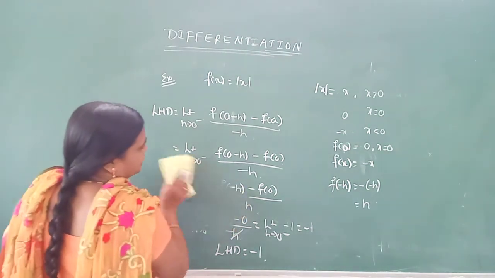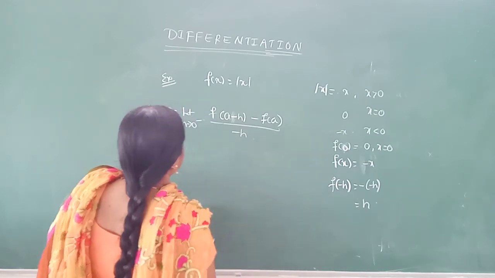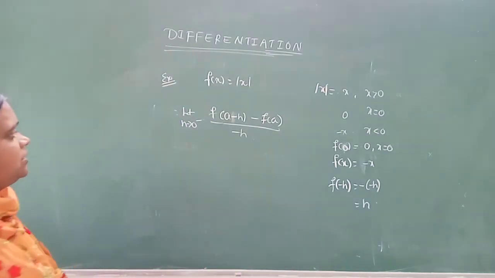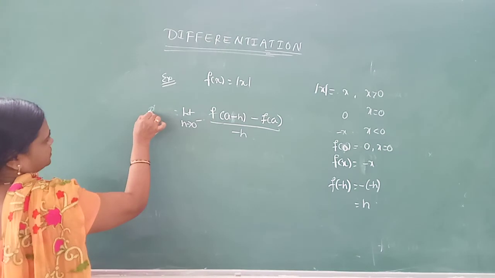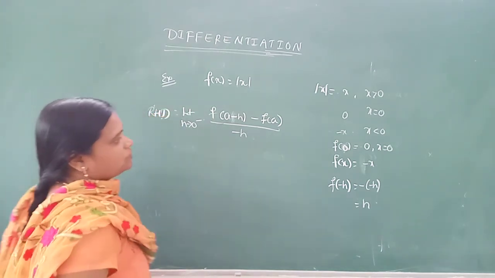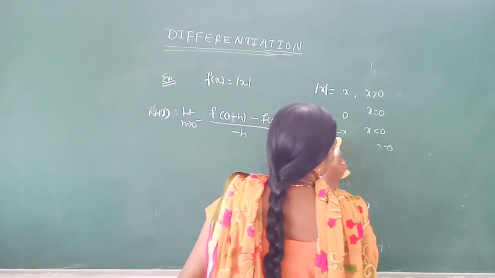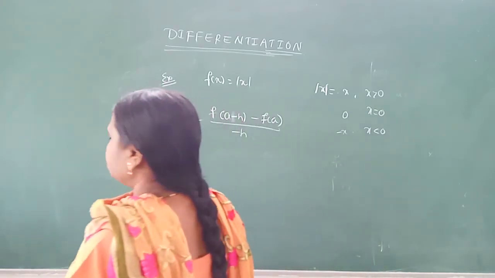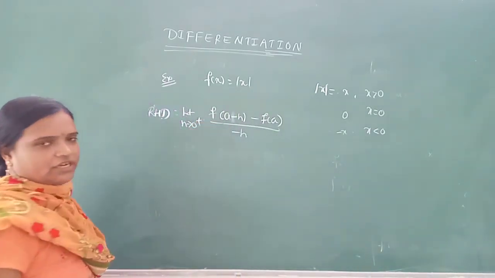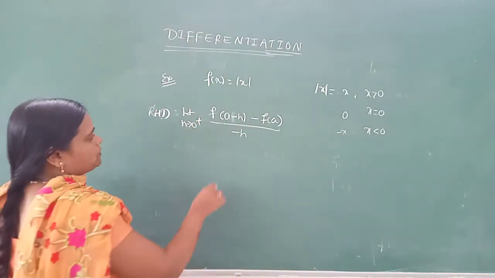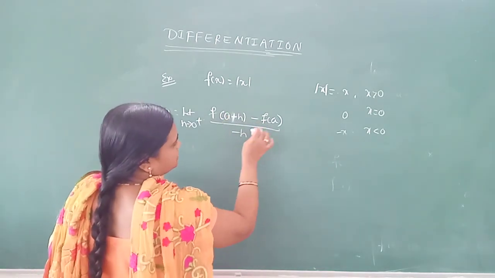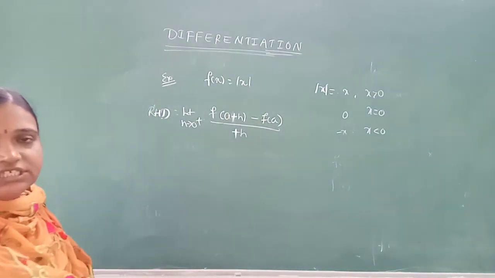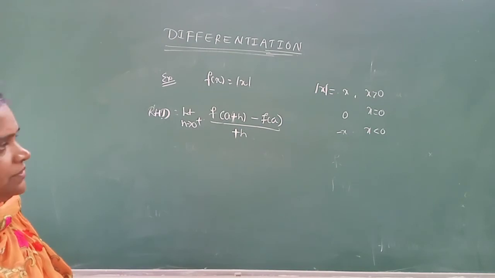We will take next RHD, right hand derivative. Correct? RHD, right hand derivative. For that, let me first recall what the definition represents. Right hand derivative: limit as h tends to 0 plus, f of a plus h minus f of a divided by h. This is the definition as we know already. Correct?